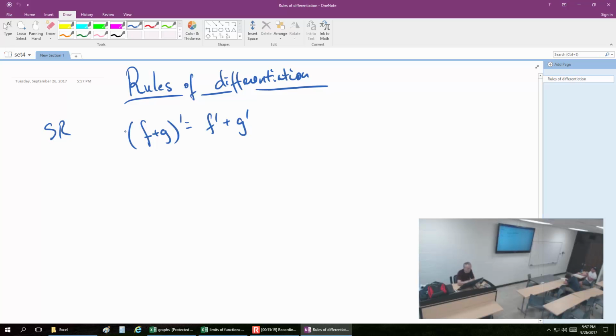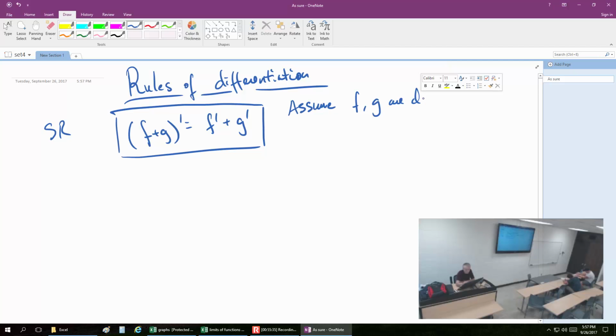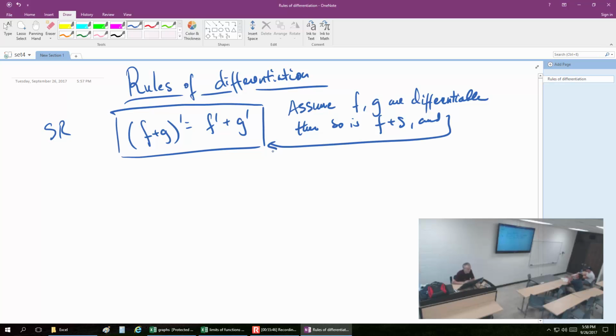It is okay sometimes just to put it in this formula if you are certain that you know what's behind it. And what's behind it is, let's just write it here, assume f and g are differentiable. Then so is f plus g, and then the formula that we have works. Okay, so that's the sum rule.